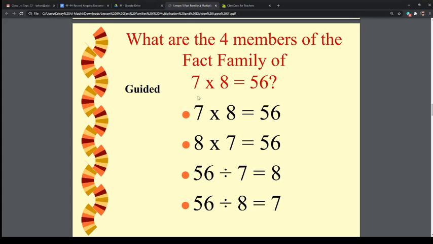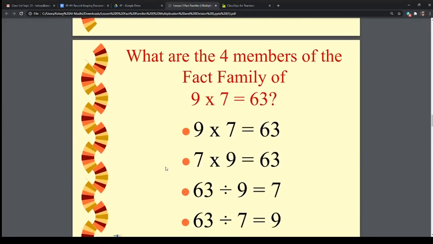The first one is you just rewrite the question as you see it. Secondly, you would switch the 2 numbers before the equal sign. So you make the 8 first and the 7 second. That would be the second fact family. Next, you switch the division to the division symbol and you put the larger number in front. Then you take turns with both the 7 and the 8.